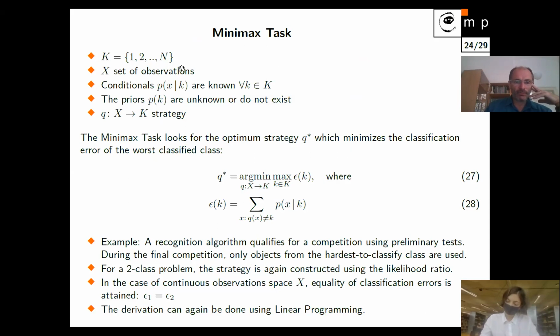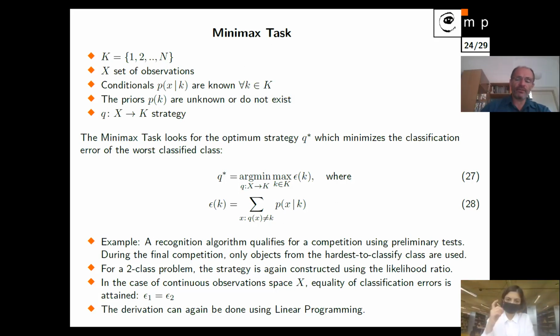We'll have again some set of observations. We assume that the conditionals are known. So we know the observation distribution for a given class, and we do not know the priors p_k or they do not exist. That might be both cases. Maybe the case with license plate recognition would be the case where they are unknown because it's inconvenient to install and then measure the probabilities for a long time. And now, the optimum strategy from the minimax point of view minimizes the classification error of the worst classified class.